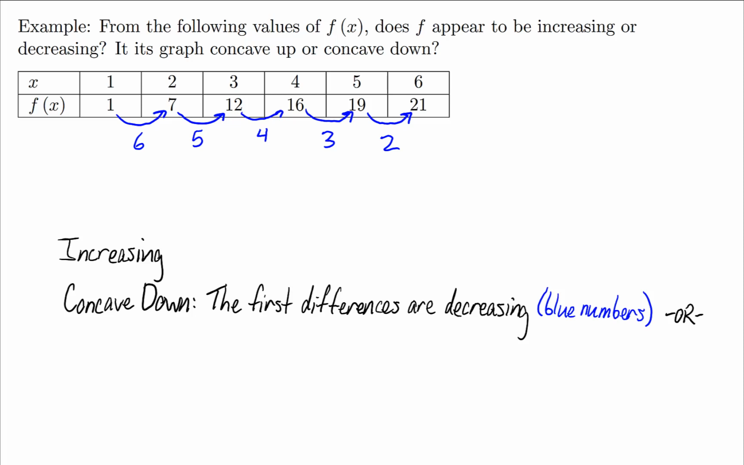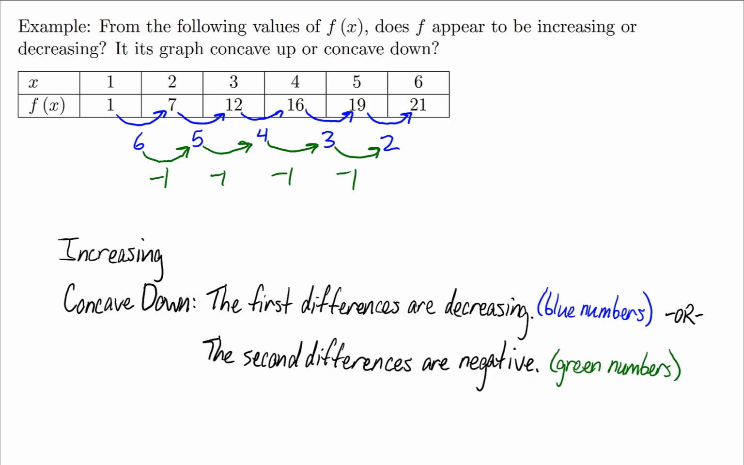Now for the second one, let's calculate the second differences. This is where it's going to look different from the last problem. 6 to 5 is a -1, and 5 to 4 is a -1. 4 to 3 is a -1, and 3 to 2 is a -1. Remember, these are what we call the second differences, and the second differences are all negative. That is what's going on here. Since the second differences are negative, that's another reason why this is concave down.